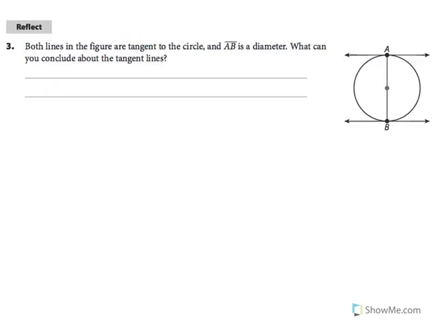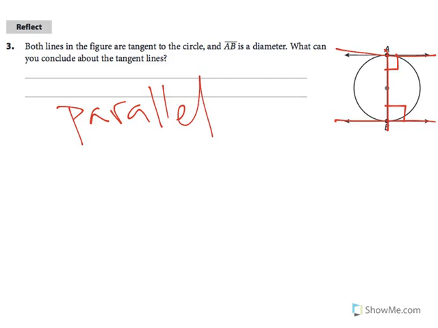Both lines in the figure are tangent to the circle, and segment AB is a diameter. So this is diameter AB. What can you conclude about the tangent lines? Well, this is a tangent line, so it's perpendicular to the radius, and this is also another tangent line, also perpendicular, and they are perpendicular to the same line, which means that the two tangent lines are parallel to each other, because the interior angles are supplementary.